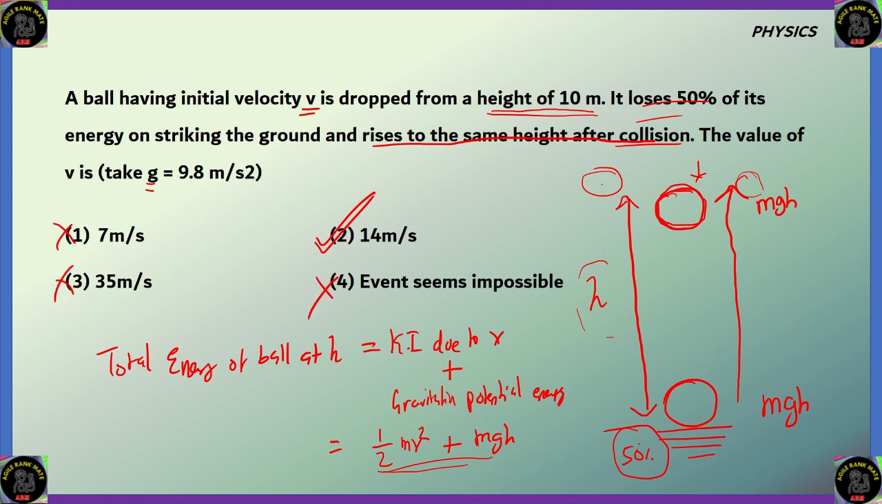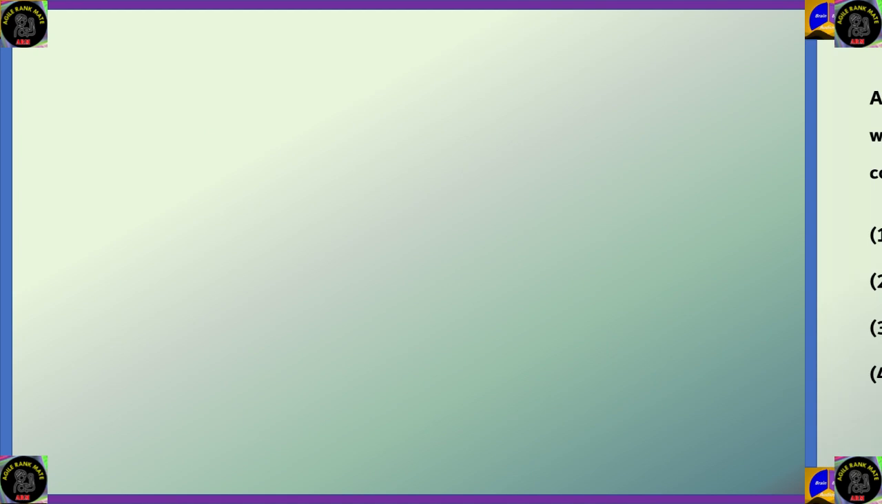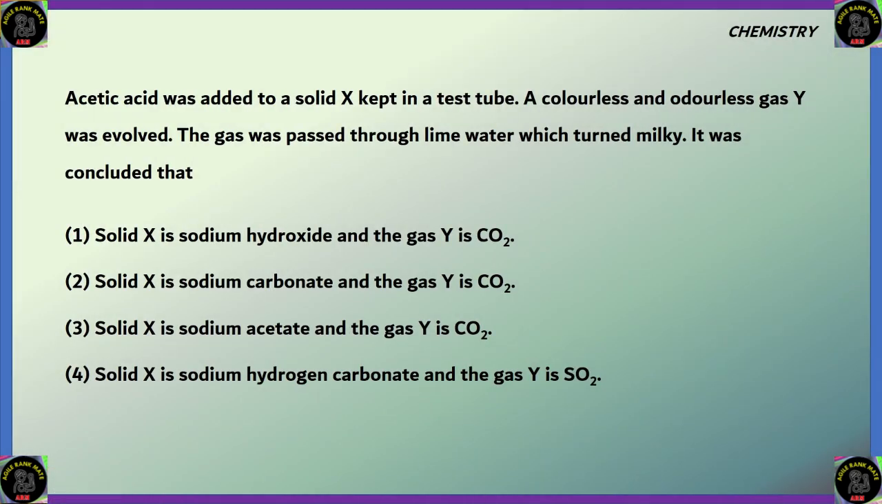So we had to understand the question, relate the values given and form a formula, simplify it, and then replace the values, and we get the answer for the initial velocity, which is equal to 14 meter per second. Now let's go to the next question on chemistry.